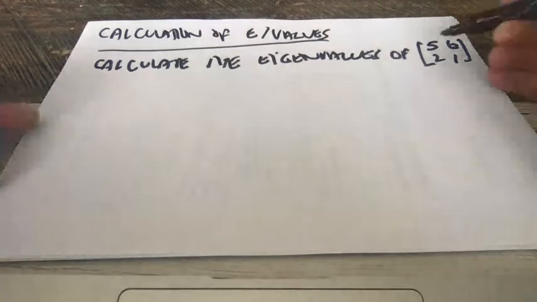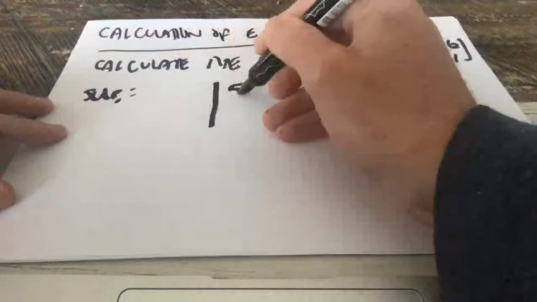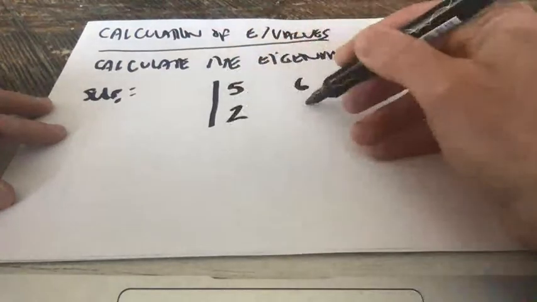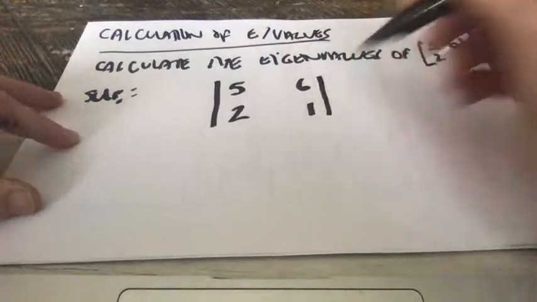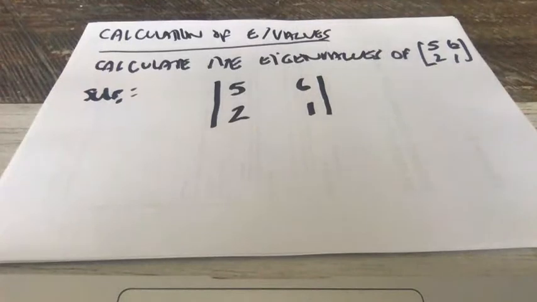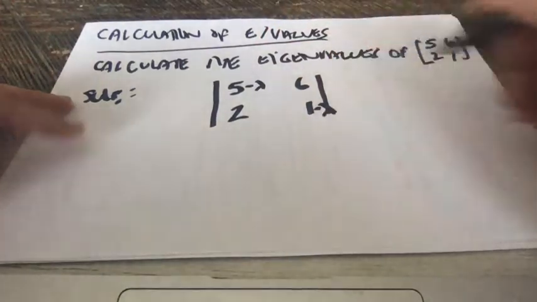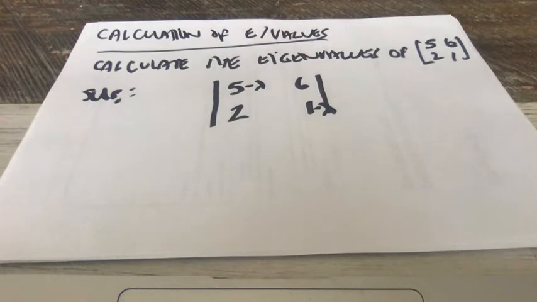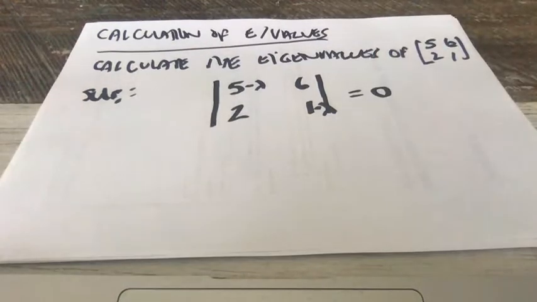You take your matrix. Write down the numbers, square matrix again. Now we're going to get a determinant, so you put the coefficients into a determinant. Now here's the magic, folks. You subtract lambda from the main diagonal. So you put minus lambda next to the 5, and minus lambda next to the 1, and you set that equal to 0. That's all you do to calculate the eigenvalues.